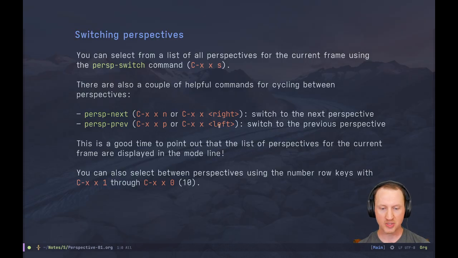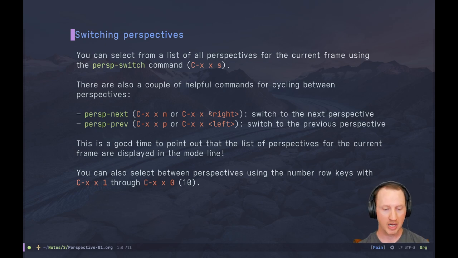So there are other ways to switch perspectives in a more efficient way. There's a couple of commands you can use to cycle between open perspectives. So there's the persp-next and persp-prev commands, which will go forward and backward in the list of perspectives that you have open. There's a couple of key bindings for those. One is Control X, X, N for next, and Control X, X, P for previous. You can also use Control X, X, and then the left and right arrow keys to cycle between those as well.